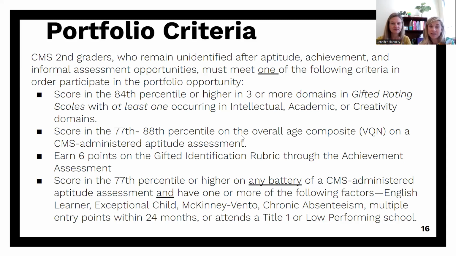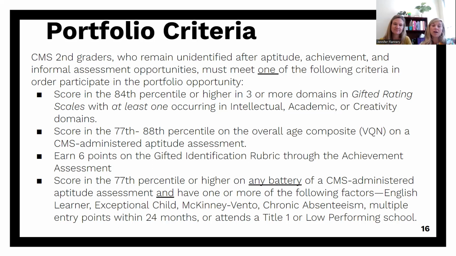So the case-by-case basis and the criteria are CMS second graders who remain unidentified after aptitude, achievement, and informal assessment opportunities. They must meet one of the following criteria in order to participate in the portfolio opportunity. They have to score in the 84th percentile or higher in 3 or more domains on the GRS gifted rating scales, with at least one of those occurring in intellectual, academic, or creativity domains. They must score in the 77th to 88th percentile on the overall age composite, or VQN, on a CMS administered aptitude test, which is our COGAT test.